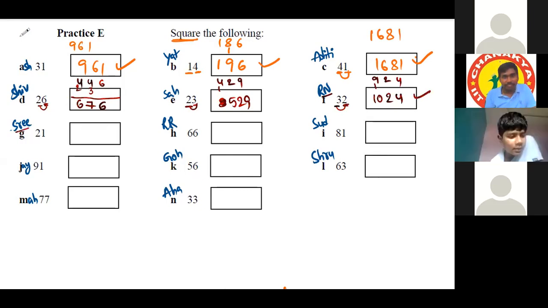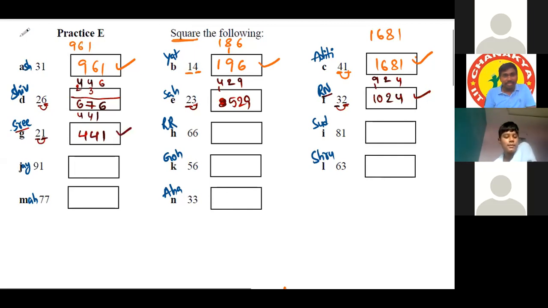Sri Vallabha, proceed. 2 2s are 4. Duplex of 21 is 2 into 2 into 1, which is 4. And then duplex of 1 is 1. And without any carry, that's why your answer is final.